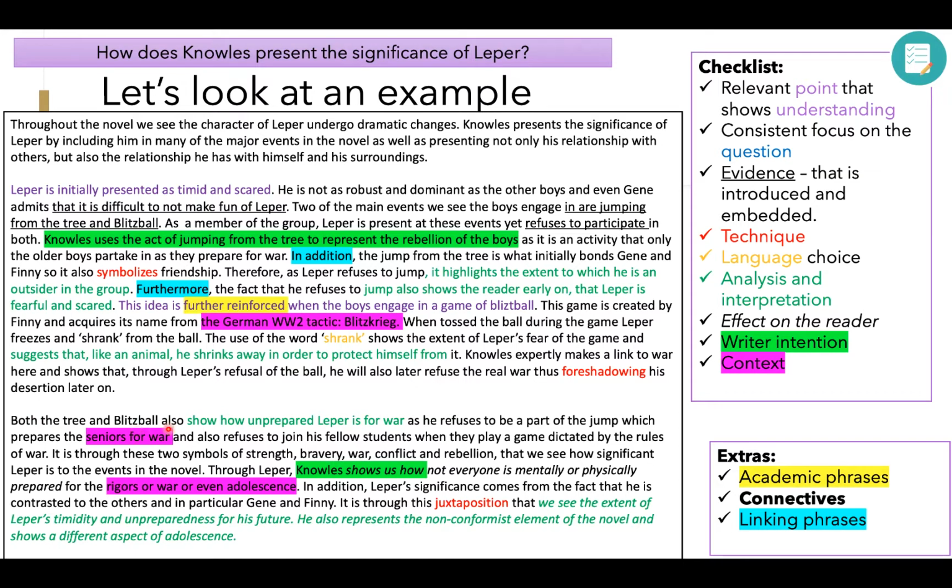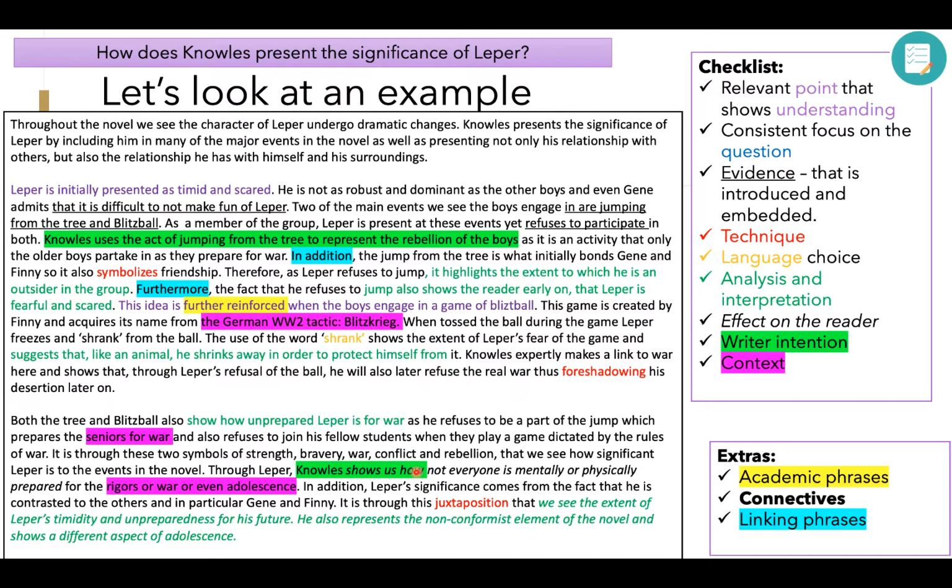Both the tree and Blitzball also show how unprepared Leper is for the war, as he refuses to be part of the jump which prepares the seniors for war, and also refuses to join his fellow students when they play a game dictated by the rules of war. It is through these two symbols of strength, bravery, war, conflict and rebellion, that we see how significant Leper is to the events of the novel. So notice how again we've now gone back to the key word from the question.